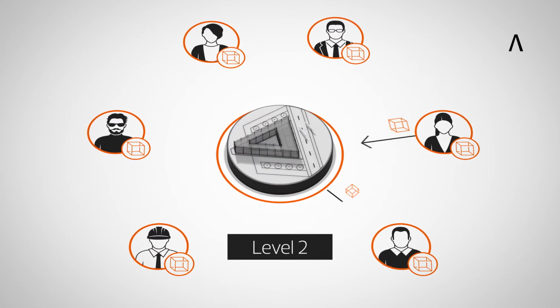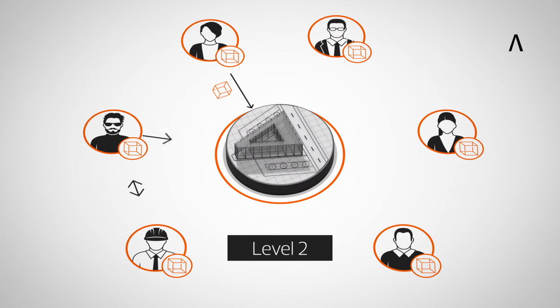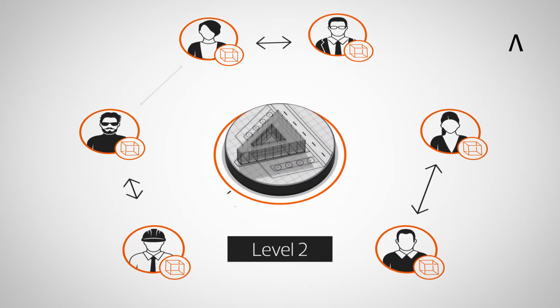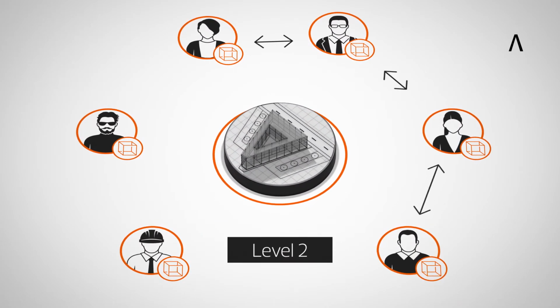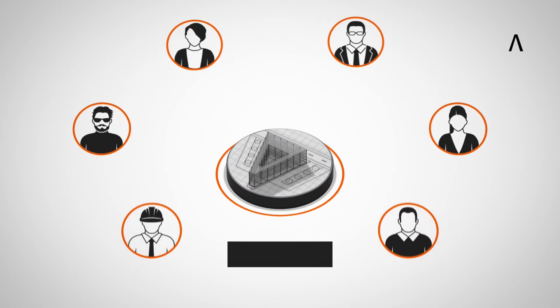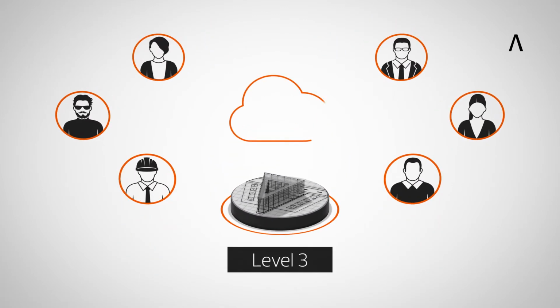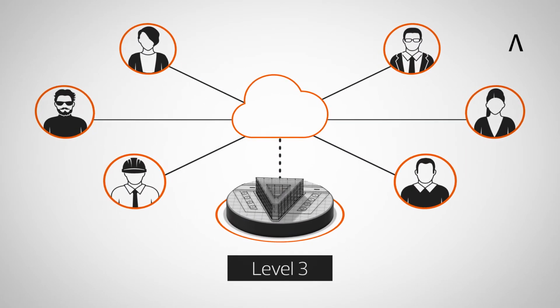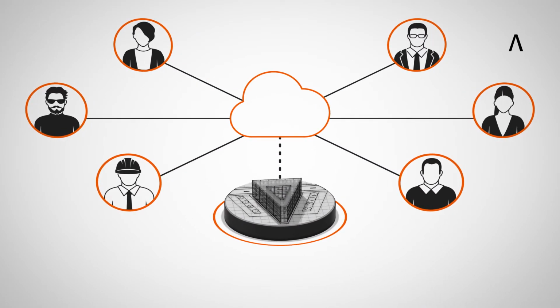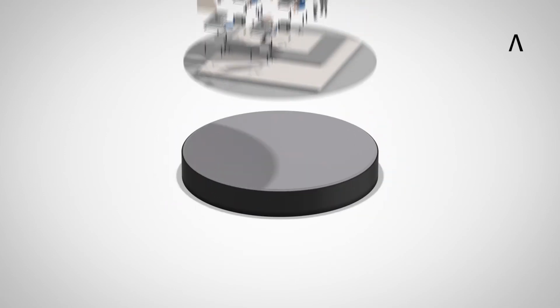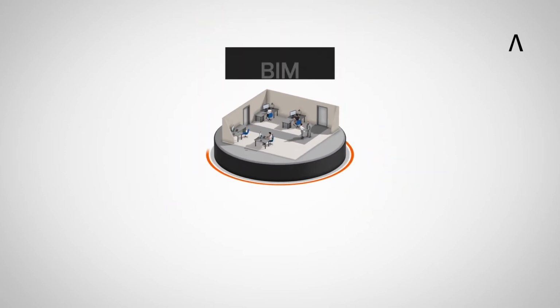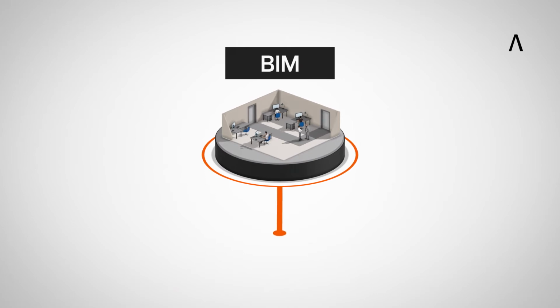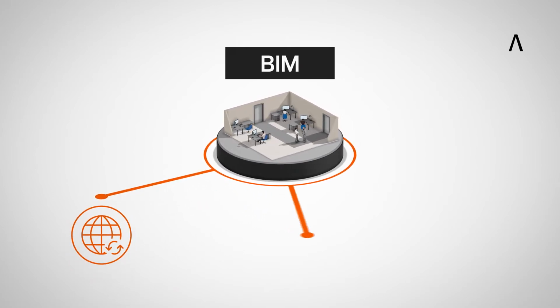In level two, all project members use their own 3D CAD models. Information is shared through a common file format, for example, IFC. Level 3 represents full collaboration between all disciplines by using one central coordination model all parties have access to. Therefore, companies that already use the BIM method already have a competitive advantage on the international stage and are well prepared for the future.